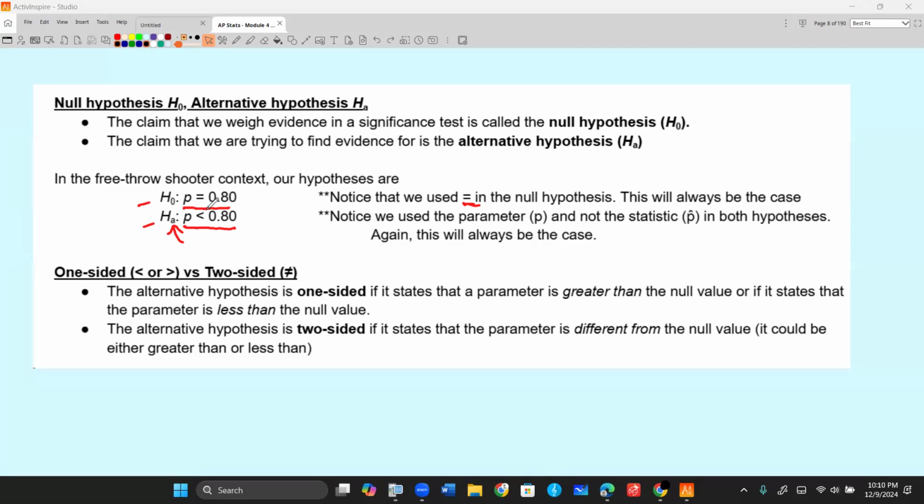The alternative is what we're trying to prove. So it could be less than, and it could be greater than, or if it's a two-sided, it might be not equal to. So those are one-sided versus two-sided tests. In the free throw shot, it's a one-sided test.